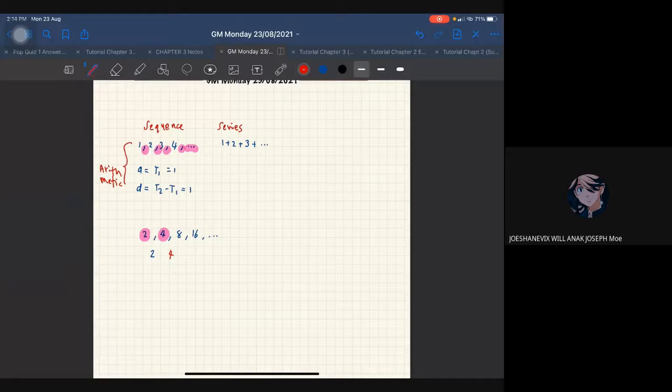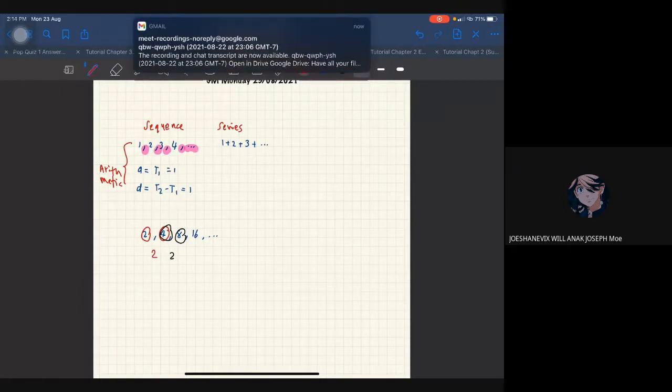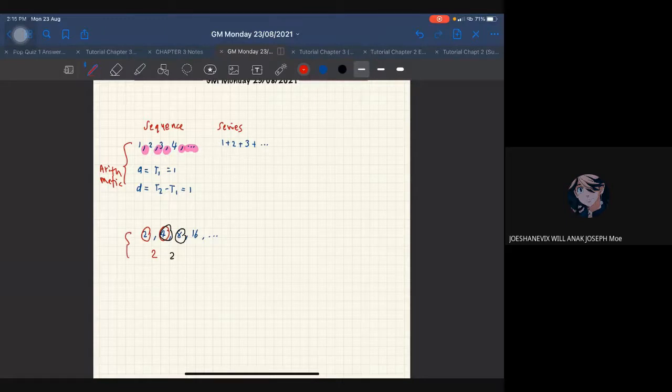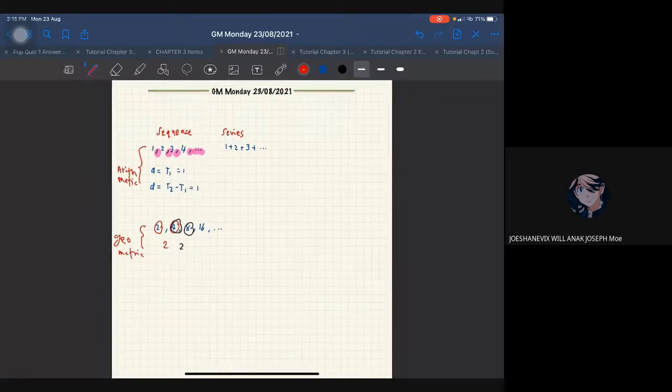So nak tahu dia geometric atau tak, awak akan guna cara bahagi. Bahagikan the second term, 4 divide by 2, you will get 2. And then bila awak buat 8 bahagi 4, awak akan dapat 2 juga. So maksudnya betul lah, awak punya sequence ini adalah geometric progression. This is geometric. Okay. So itu sahaja untuk arithmetic dan juga geometric.